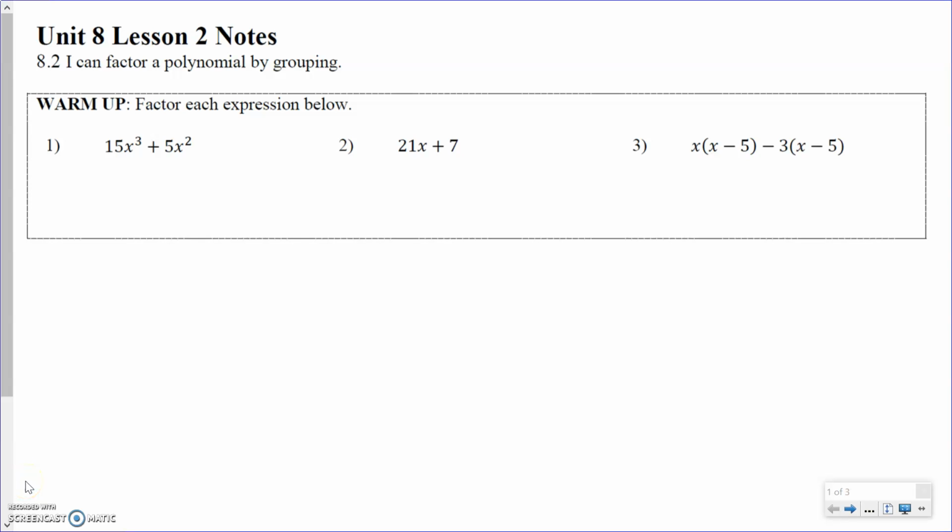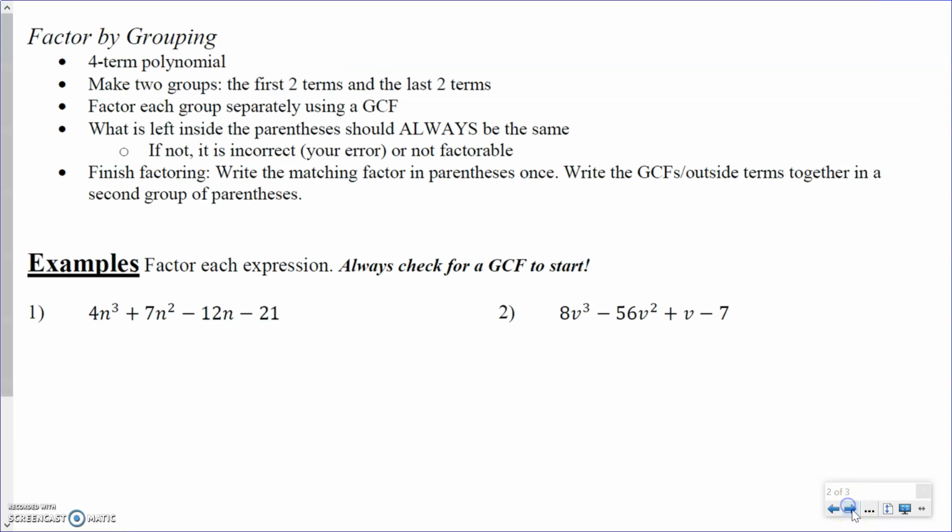Good morning. In our last lesson, we talked about how to factor GCFs out of terms, which is reviewed up here. However, we're going to build on that and use that to factor a polynomial by grouping. So there's some processes here that you need to follow. You use factor by grouping when there's 4 terms.